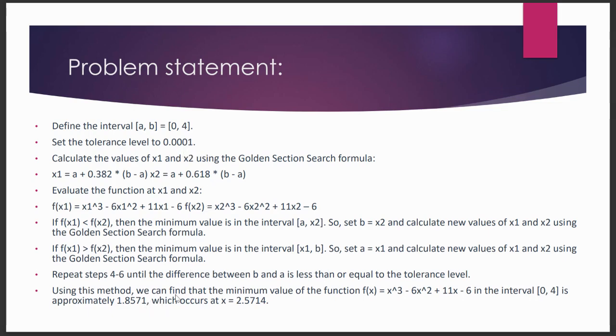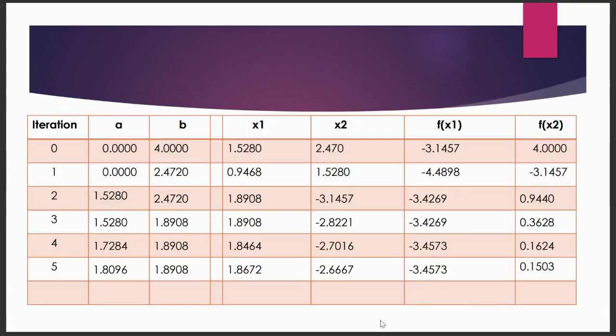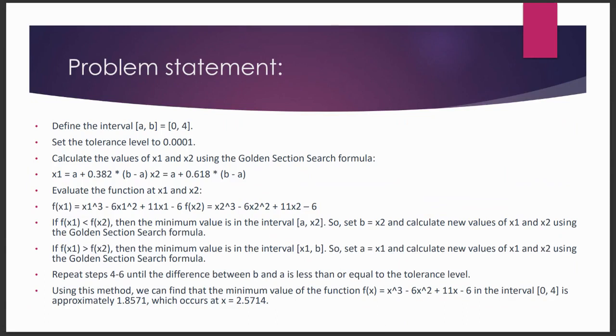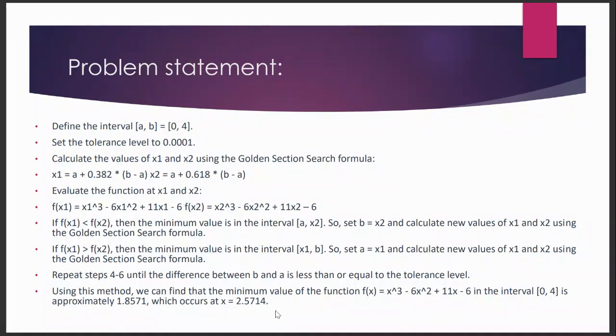So using this method, we can find the minimum value of the function f of x equals x cube minus 6x square plus 11x minus 6 in the interval of 0 comma 4, given by 1.857, which occurs at x equal to 2.5.